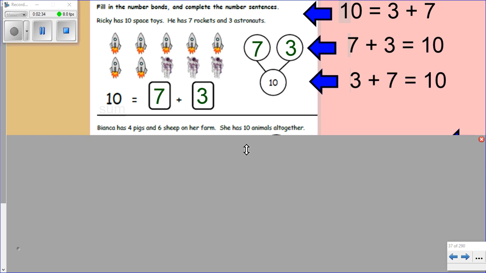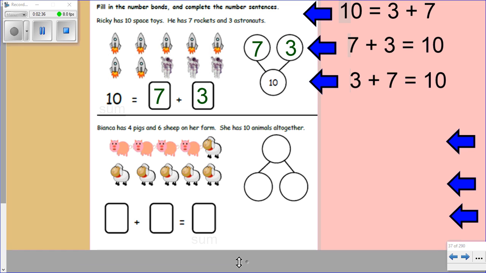Let's take a look at the next one. Bianca has 4 pigs and 6 sheep on her farm. She has 10 animals all together. And there they are in picture form. Let's take a look at our equation. Oh, I notice it's the plus sign first, not the equal sign. In this equation, it was the equal sign first.